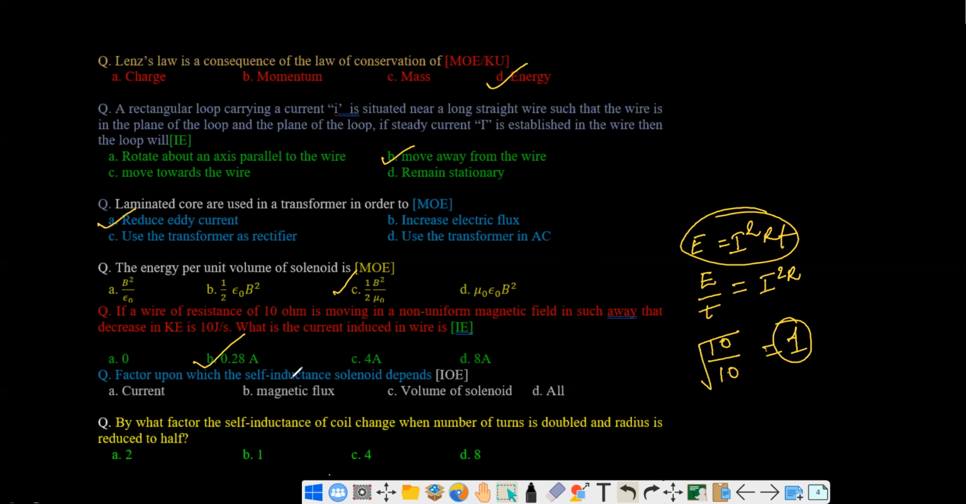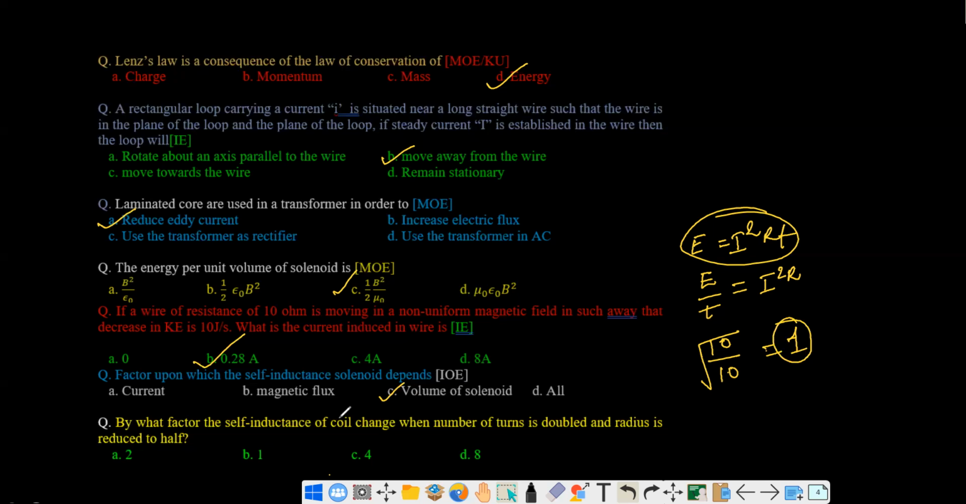ओके, the factor upon which the self inductance of the solenoid depends, IOE मा सोध्यो. करेन्टमा डिपेन्ड गर्दैन, म्याग्नेटिक फ्लक्समा पनि डिपेन्ड गर्दैन. केमा डिपेन्ड गर्छ त, यो भोल्युममा डिपेन्ड गर्छ. सेल्फ इन्डक्टेन्सको भ्यालु भोल्युममा डिपेन्ड गर्छ. μ0 n square volume.